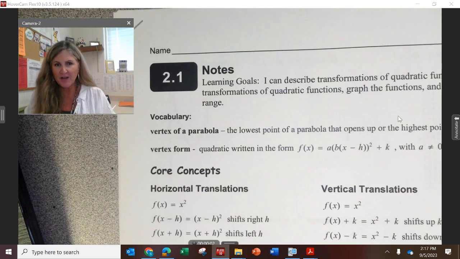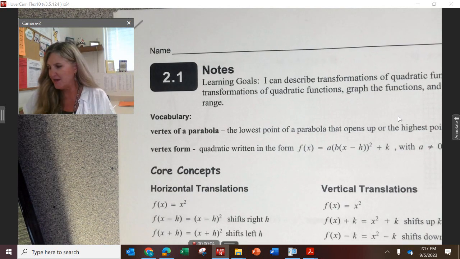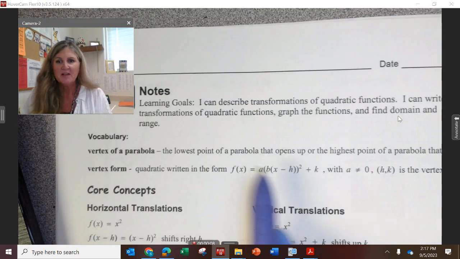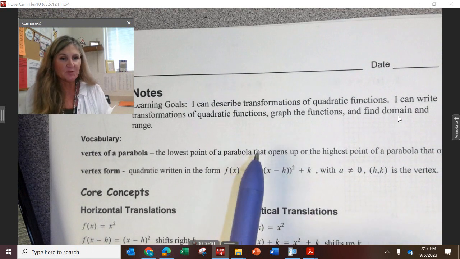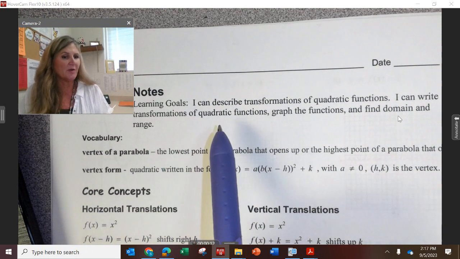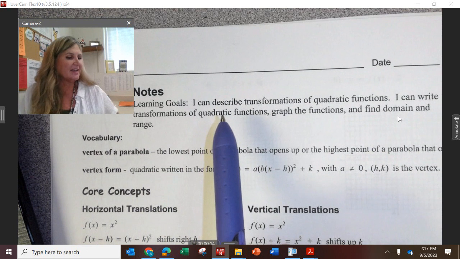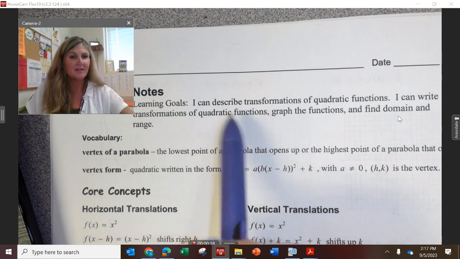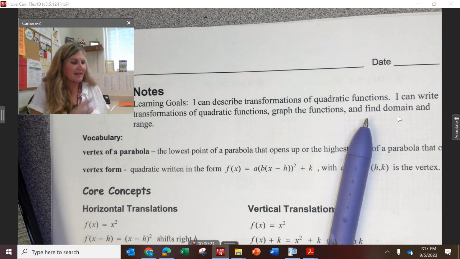Okay guys, so we are looking at chapter 2 now. This is section 1 of chapter 2. The only difference between chapter 1 and chapter 2 is in chapter 1 we were doing the absolute values. And what shape were those absolute value graphs? These, yeah. So now we're going to be working with quadratic functions.